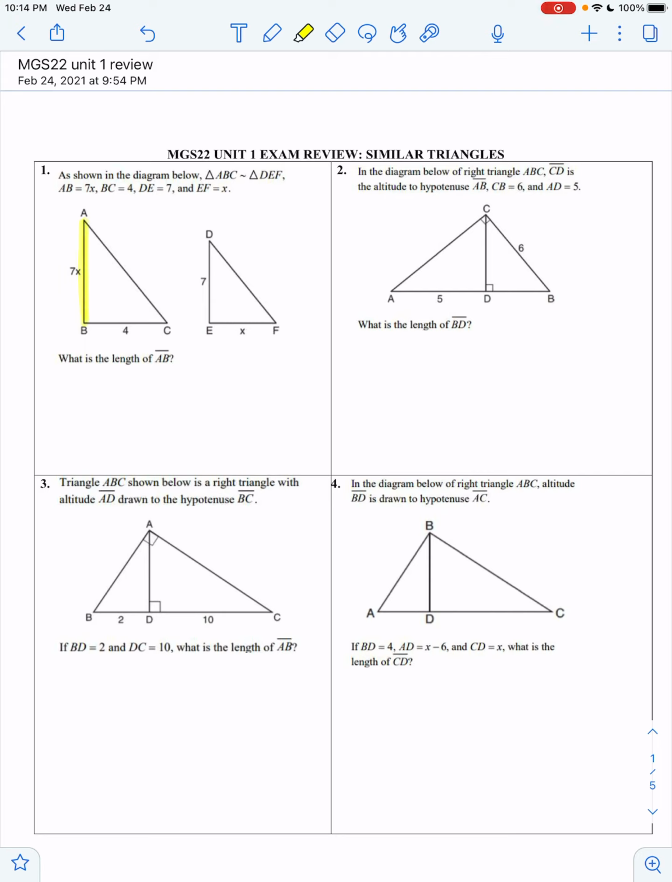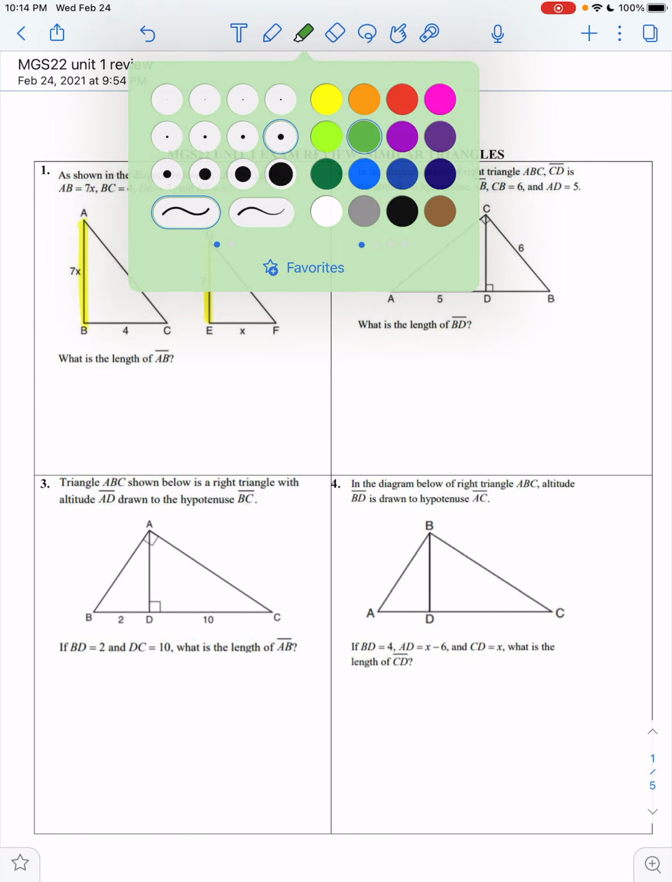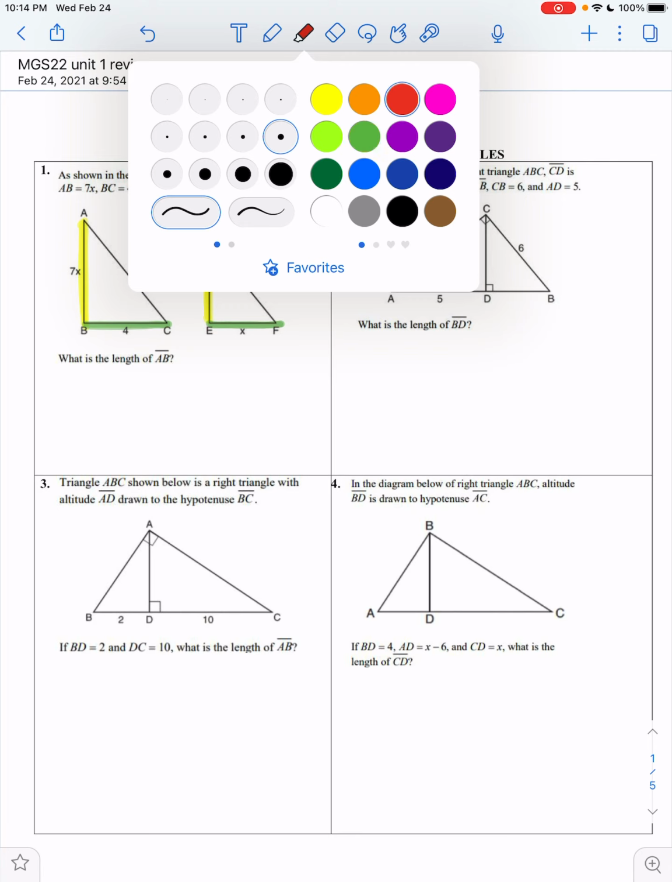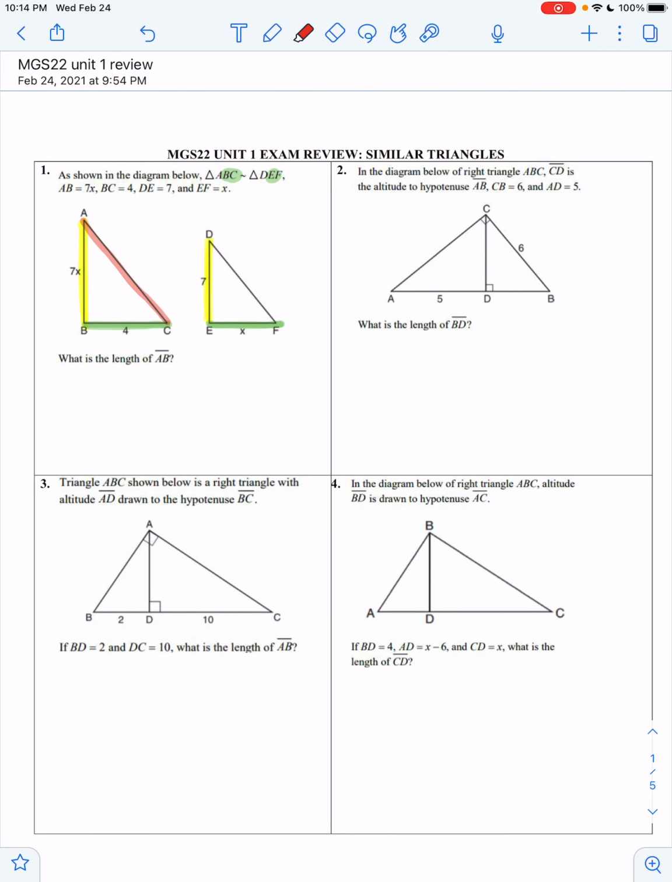So AB is similar to DE, right? Remember, it's always written in the same order in which it's similar. And then BC will be similar to EF, which means that our last pieces will be similar. AC will be similar to DF. Okay. Now we're given that we're looking for the length of AB.